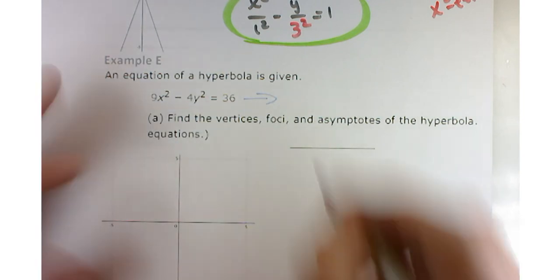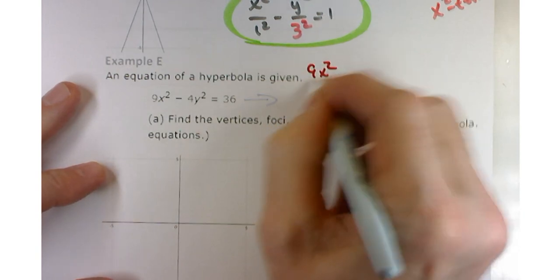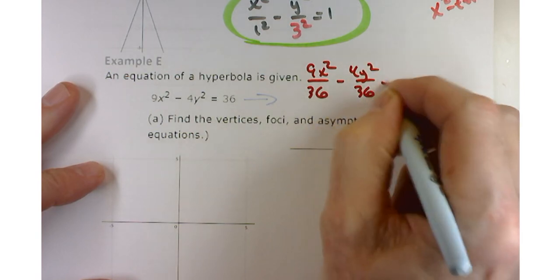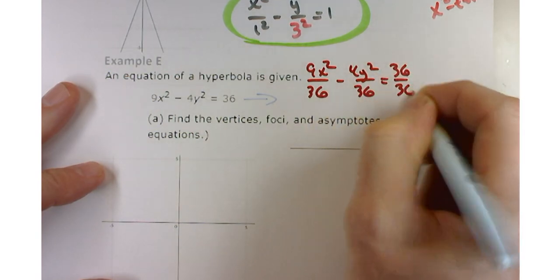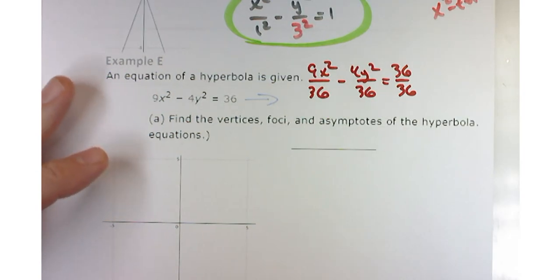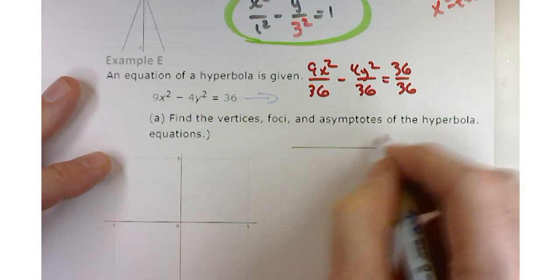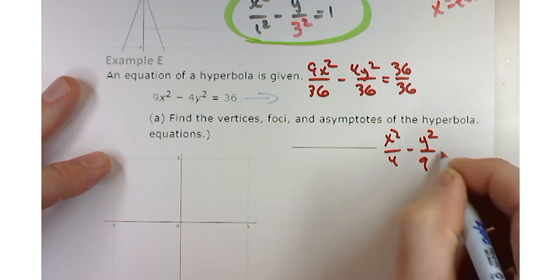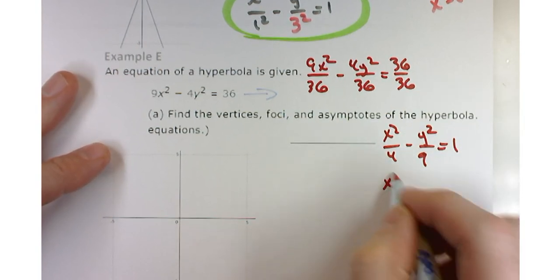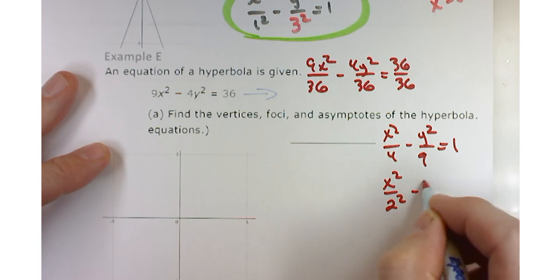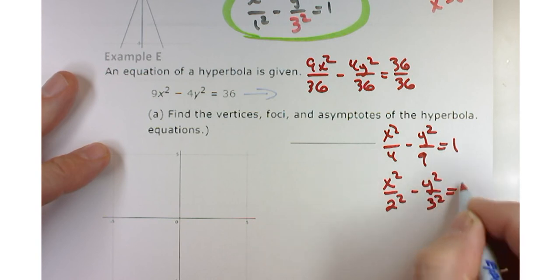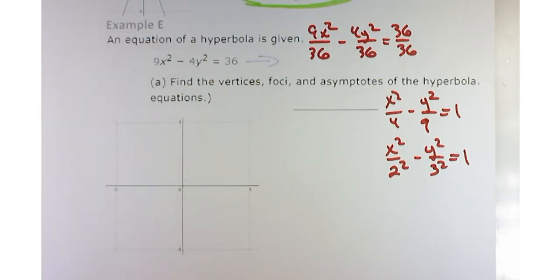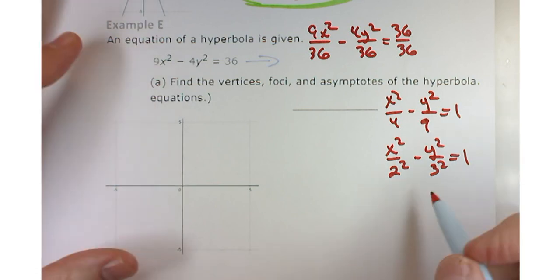So let's see what that gives me. I'll have 9x squared over 36 minus 4y squared over 36 equals 36 over 36. So everything gets divided by 36. That's going to leave me with x squared over 4 minus y squared over 9 equals 1. Let's further rewrite it as x squared over 2 squared minus y squared over 3 squared equals 1. So perfect. That's what I wanted. I wanted to get something in that form.